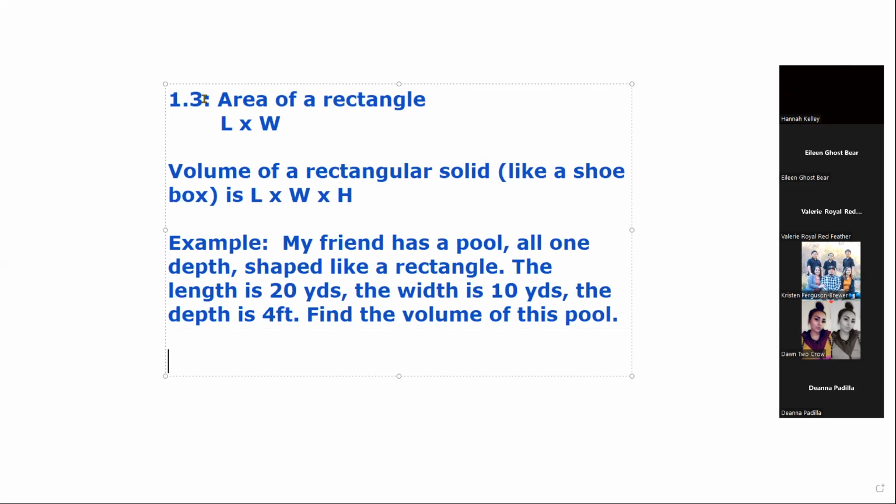So the length times width times height. So the length is 20, but we want it all in the same unit. So 1 yard is 3 feet. So that would be 60 feet. So I line out my variables.